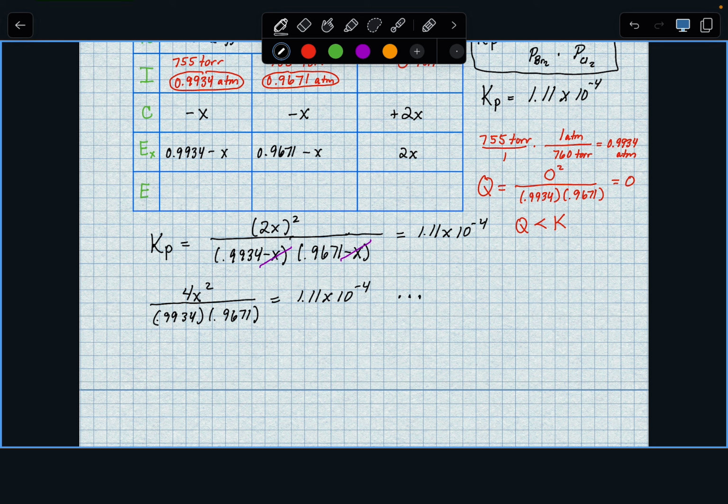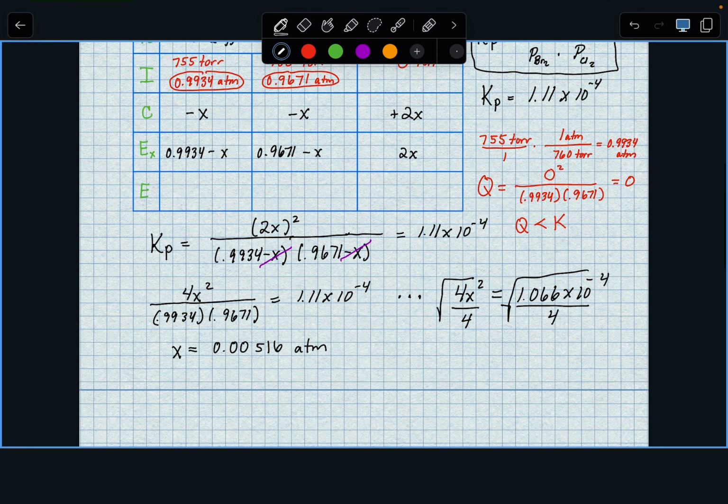Now, I'm just going to move on to the next steps. I'm going to go dot, dot, dot. This is going to equal then 4x squared is going to equal 1.066 times 10 to the minus 4th. And then you would divide both sides by 4. And then you would end up square rooting both sides like that. And I'm just going to quickly go down to the final answer for x, which is 0.00516.